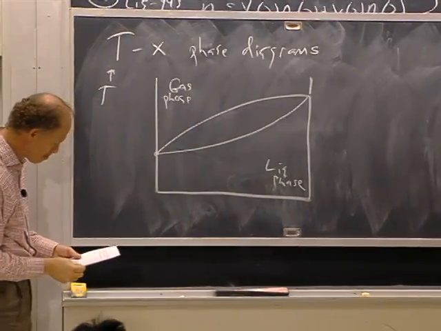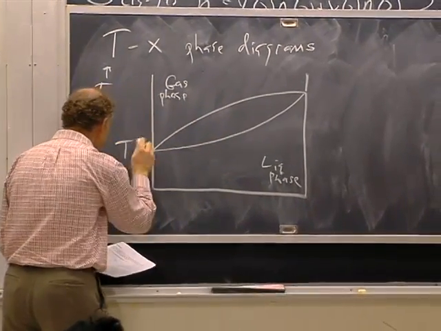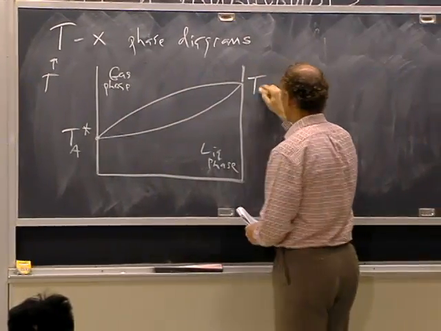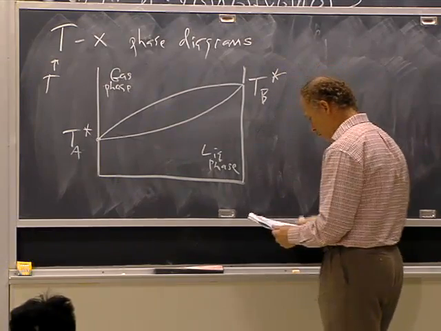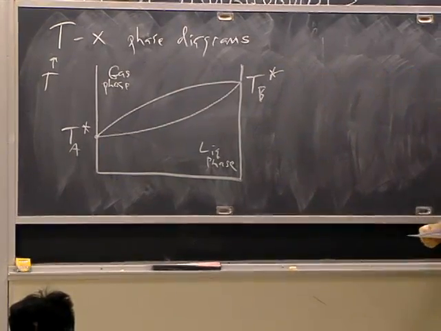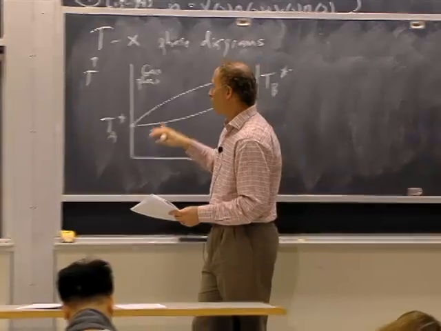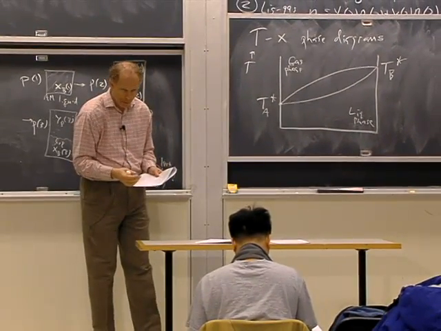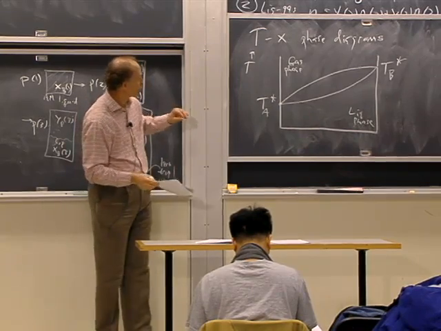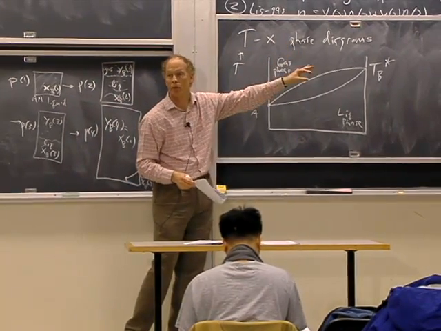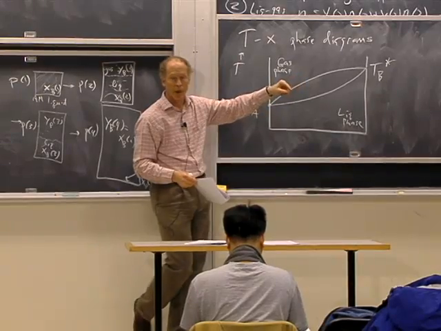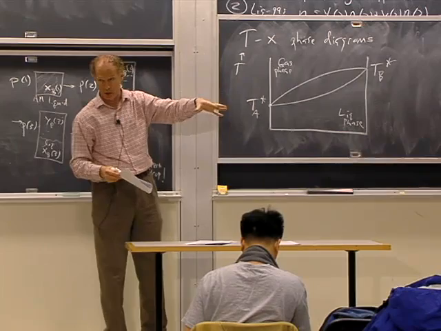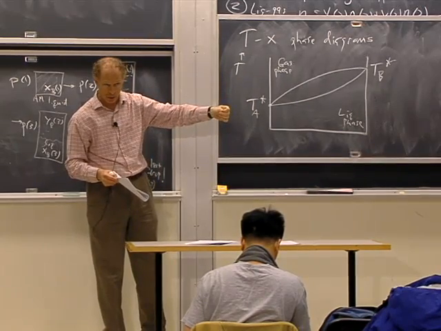So this is T_A star, T_B star, right? So now I want to stick with A as the more volatile component. At constant temperature, that meant that P_A star is bigger than P_B star, right? In other words, the vapor pressure over pure liquid A is higher than the vapor pressure over pure liquid B.